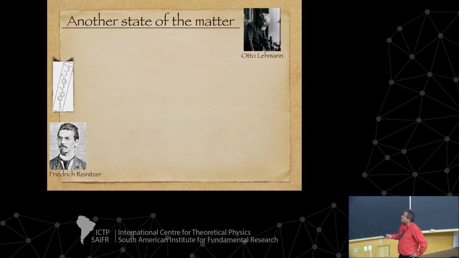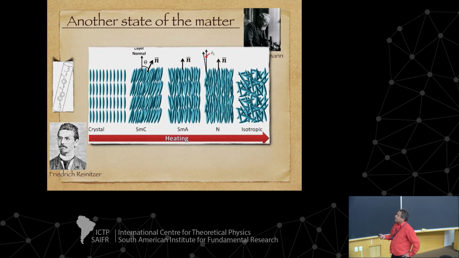So what happens with that? When we apply temperature, we have new states of matter. When we have very large temperature, we have an isotropic liquid. The molecules are disordered, so it is a fluid. But when we decrease the temperature a lot, we have a crystal state, a solid state. The interesting thing is that between these two states, we have a sequence of different states. What is the difference between this and this? Here there is a little disorder.